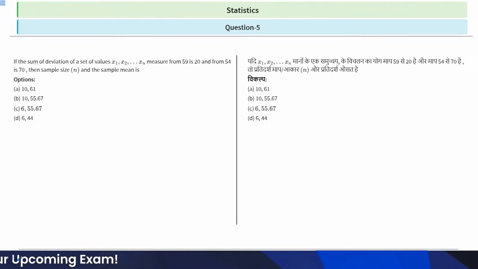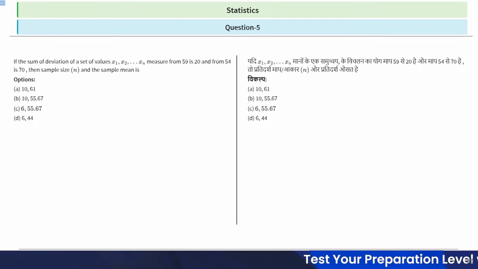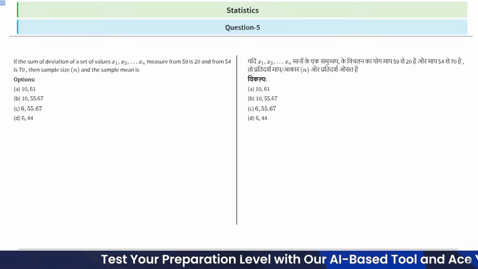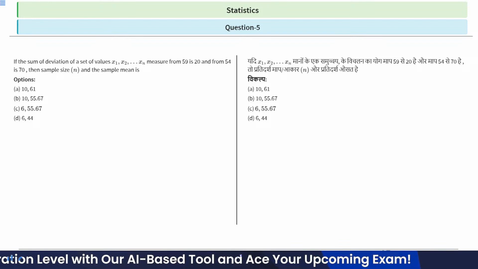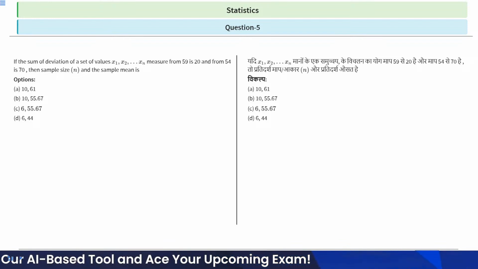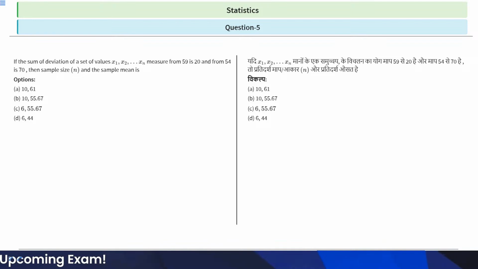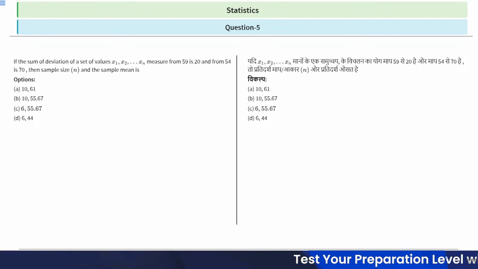Question number 5. Question number 5 says if the sum of deviations of a set of values x1, x2 till xn measured from 59 is 20 and from 54 is 74, then the sample size n and the sample mean is. So the hint of this question is that the sum of deviations is given.